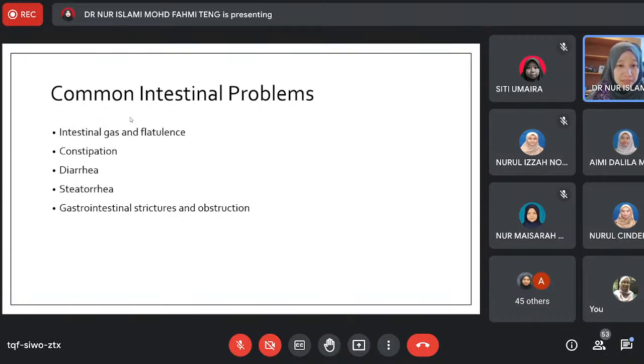And then constipation. How can we define constipation? How many days are you constipated? And then diarrhea. Steatorrhea, which is fatty stool. Then gastrointestinal strictures and obstruction. Okay, so we look into these common intestinal problems one by one.